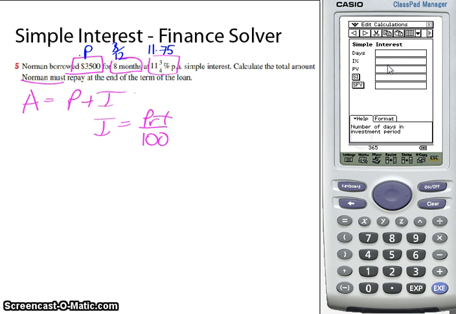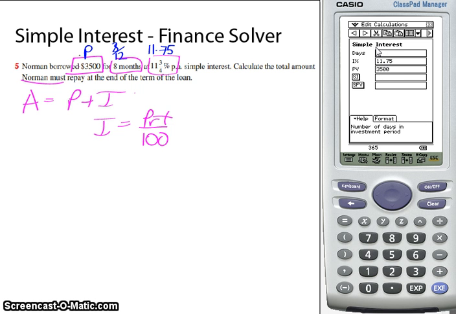As I click help here, and as I scroll through these different components, you can see that it changes and will tell you, basically remind you, what needs to go in there. So we can have a look at what we need to put in. The present value is what we're starting with, that's P. It's 3,500. The interest rate is the annual rate as a percent, so this is 11.75.